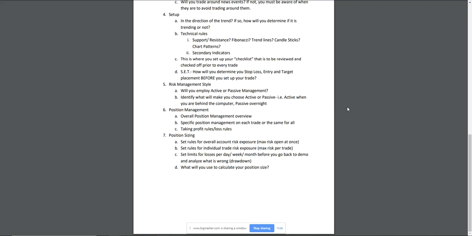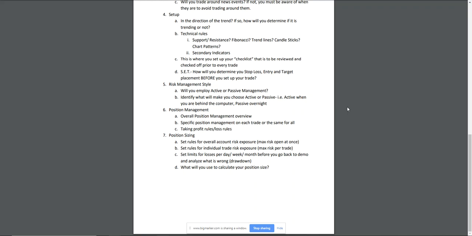Your position management. So this goes back to your risk management, right? Your overall position management overview. So what are you going to be doing to manage this position? How is this active or passive management going to be done, right? How are you determining your position size? How are you determining everything that you want to do with the management of your trade?